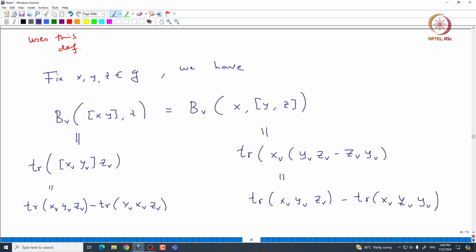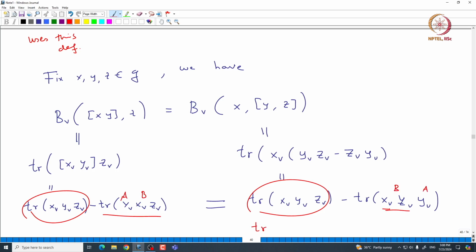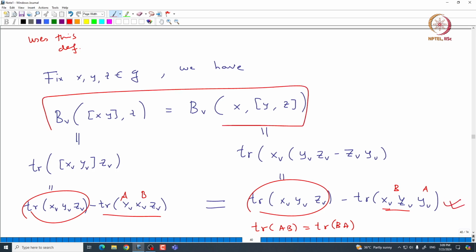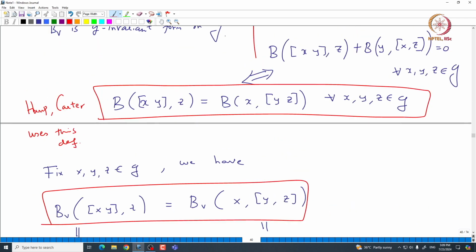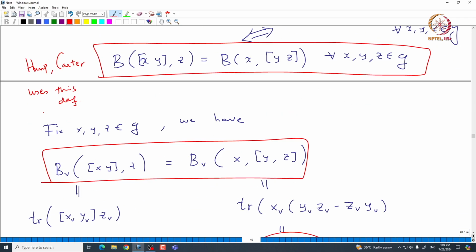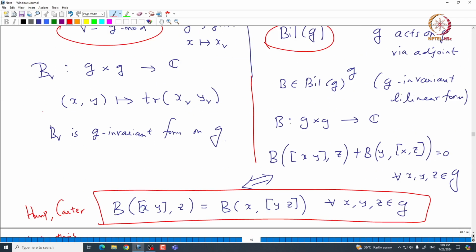So, if you compare them, these two things should be equal. Why? Because this term and this term are the same, and for the other, you can rewrite it as, this is A and this is B, and this is B and this is A. So, it basically says trace of AB is the same as trace of BA. Using this elementary fact, you can see that these two identities are the same. That forces this identity to be true, which is equivalent to B_V being G invariant. So, this way we can get many interesting examples of G invariant forms.